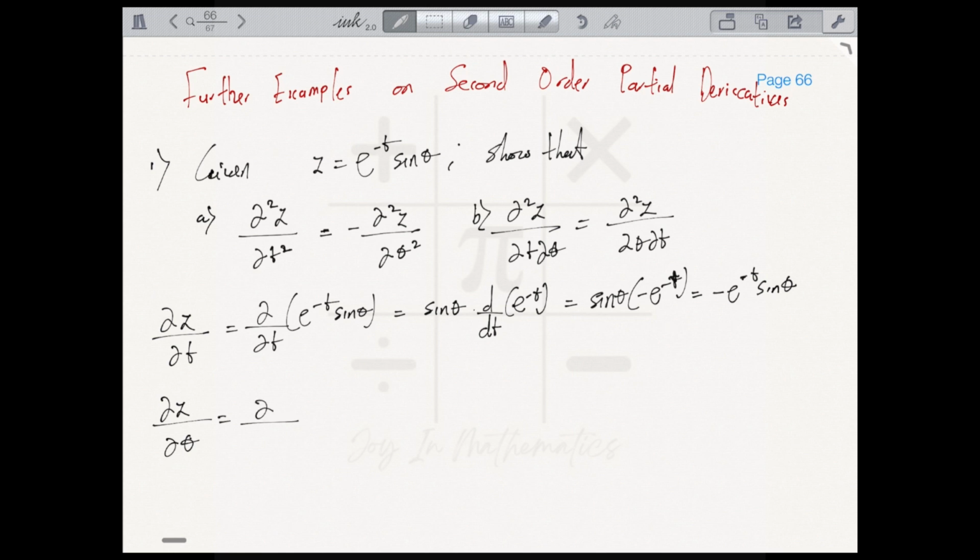Now for ∂z/∂θ, we have e^(-t) sin θ, and since we are differentiating partially with respect to θ, our variable t is kept constant. ∂/∂θ of sin θ, and differentiating sin θ, we will have cos θ, and thus we'll have e^(-t) cos θ.